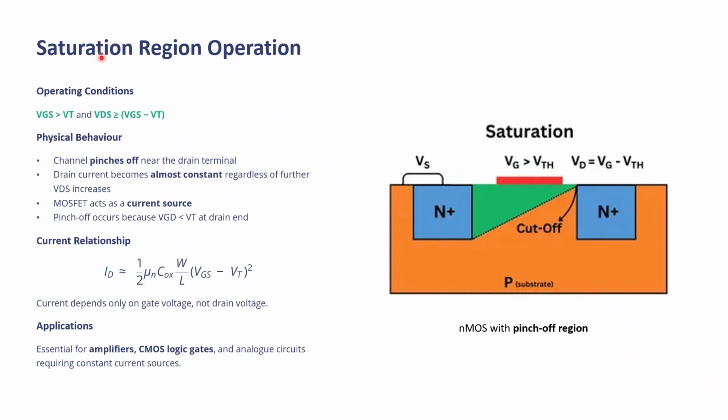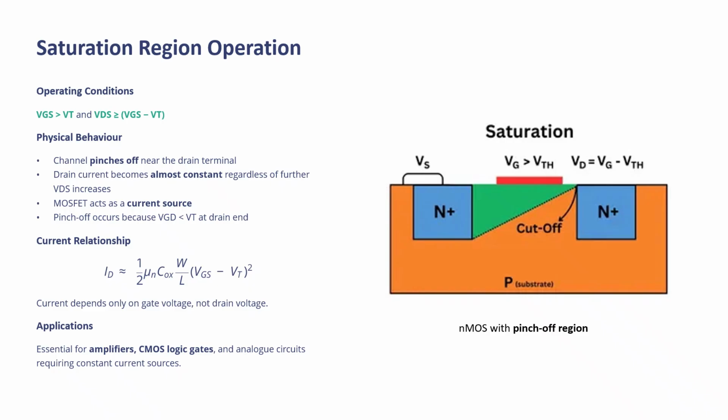In this slide, we will discuss the saturation region operation. The operating conditions are: VGS should be greater than VT and VDS should be greater than or equal to VGS minus VT. The physical behavior of the operation is that the channel pinches off near the drain terminal. The drain current becomes almost constant regardless of further VDS increases. The MOSFET acts as a current source, and pinch off occurs because VGD is less than VT at the drain end. That is why the pinch off occurs.